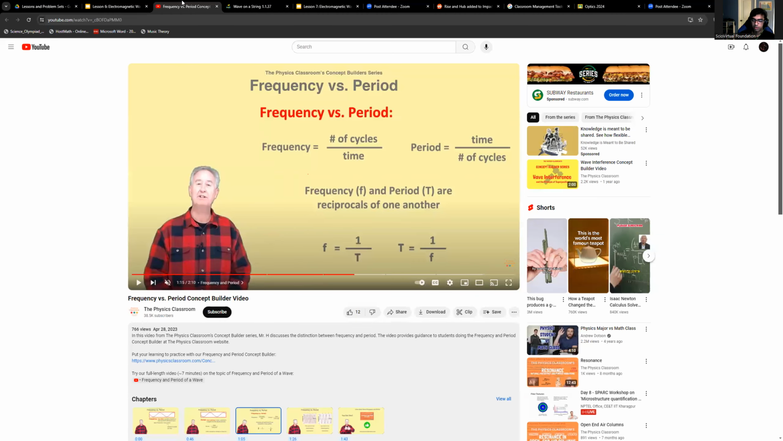It's a shorter amount of time. A period is a unit of time. A frequency is a measure of, it's in hertz. It's the number of things per second, or one over seconds, which is hertz.